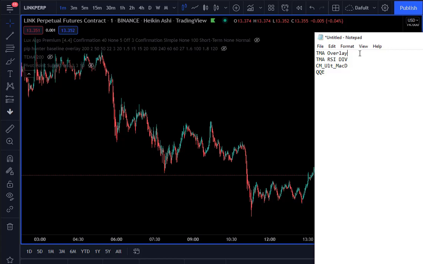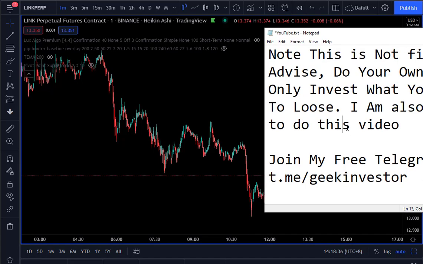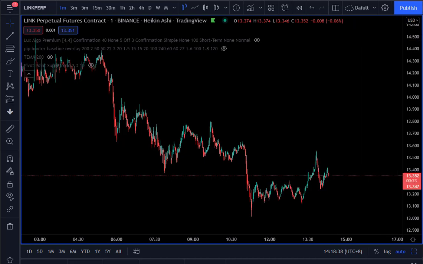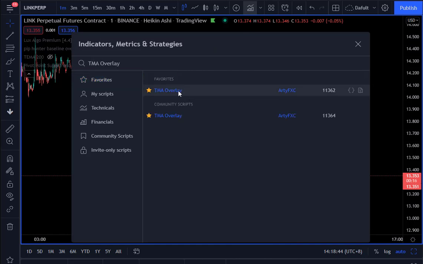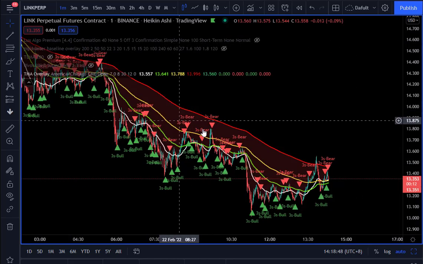This is the TMA overlay, which is a very, very powerful and free indicator. I use many indicators, by the way, and I search a lot of different kinds of indicators. So the first one will be this indicator, called TMA overlay. Let's click that and it will populate here.